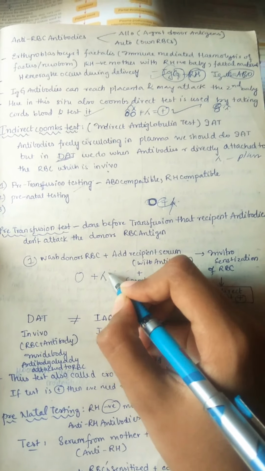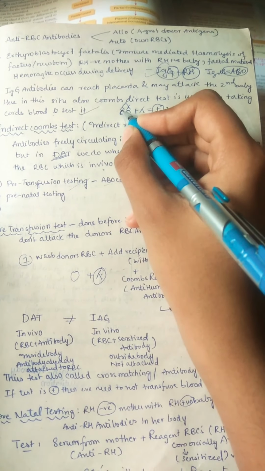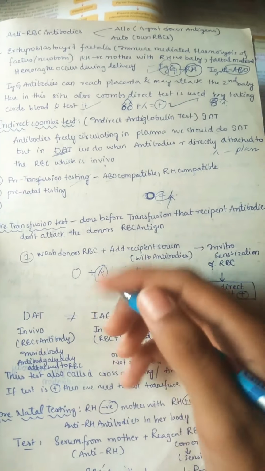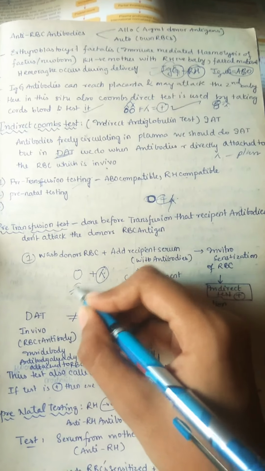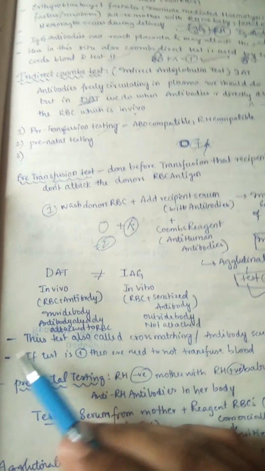So you can see in the second step we are adding antibodies, but in the case of the direct test you can see they are already attached to the antibody, whereas here we are again taking the antibody and adding it. So it is an indirect Coombs test because it involves a two-step process. Let us compare this direct test and indirect test of Coombs.